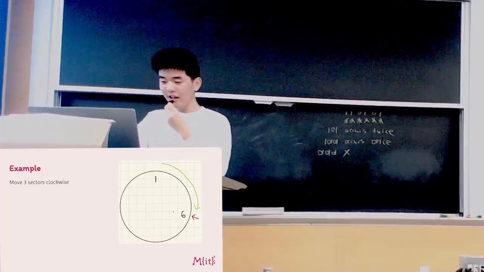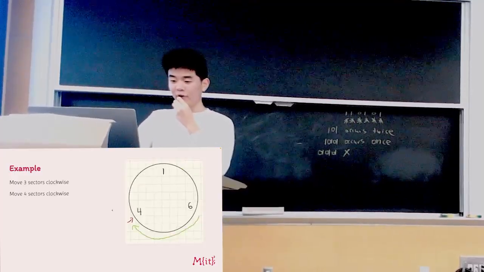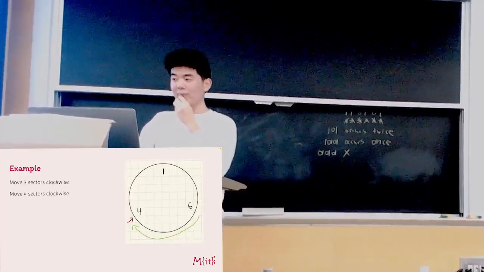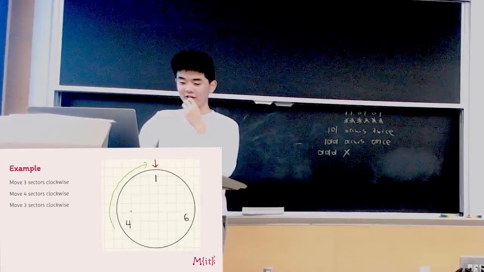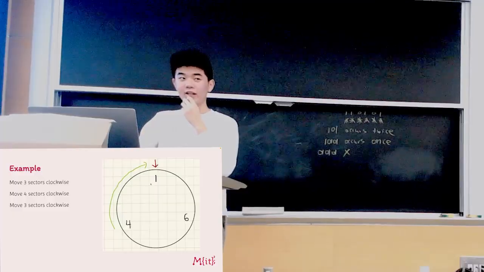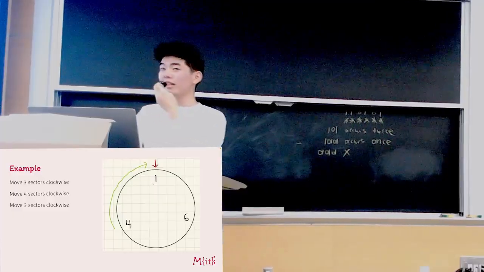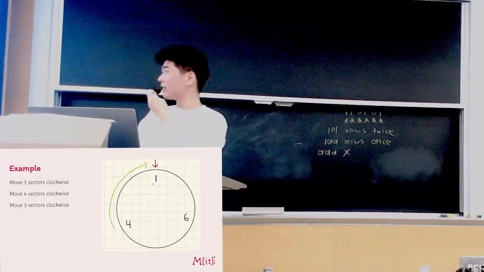Yeah. So for my next query, I'll move 4 sectors clockwise, and let's say I end up in sector 4. And next, I'll move 3 sectors clockwise, and I end up back in sector 1. So can anyone figure out what n is based on these 3 queries?